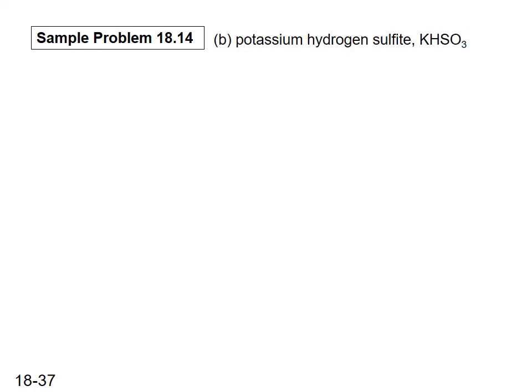In B, the salt is potassium hydrogen sulfite. The cation is potassium, which comes from potassium hydroxide. That is a very strong base, so potassium will not react with water. In other words, you don't need to consider potassium for the acid-base property of this salt. So we look at the anion. The anion is hydrogen sulfite.